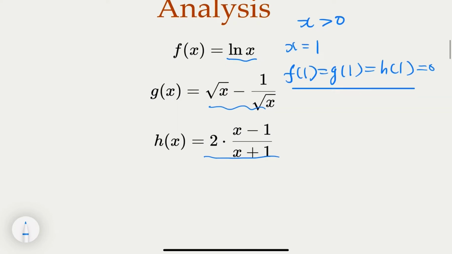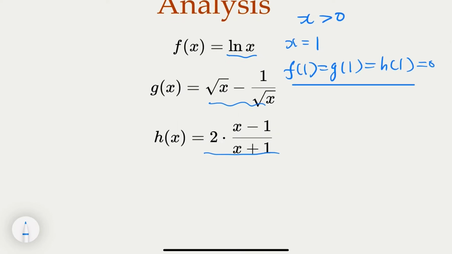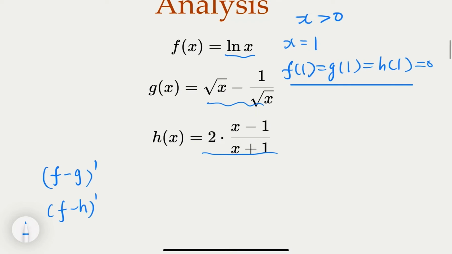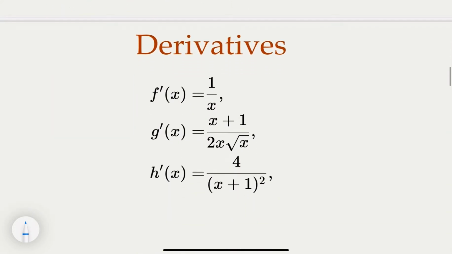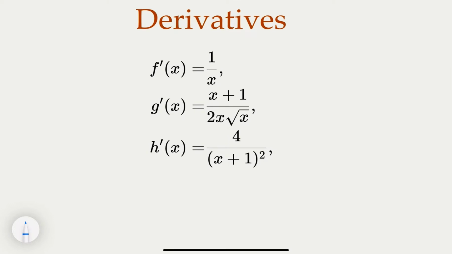So one way of doing the analysis is to take a look at the derivative of f minus g and f minus h. What is the derivative of this function, right? So let's do that. Now, the derivative is linear, right? So we can just try to find out what's the derivative of f, g, and h. That's very easy. So we have it here. The derivative of logarithm is just 1 over x. The g here is going to be this one and this one, right?